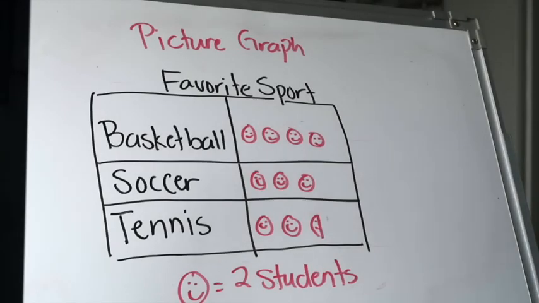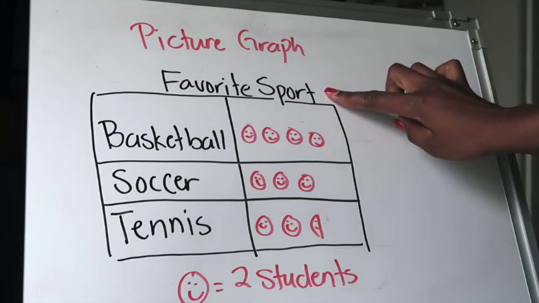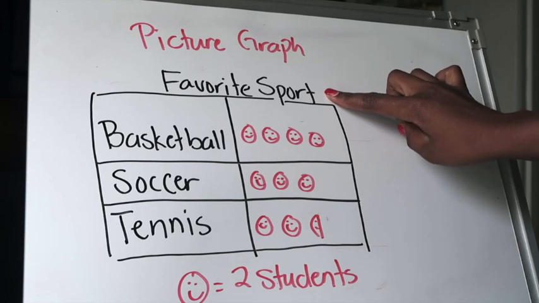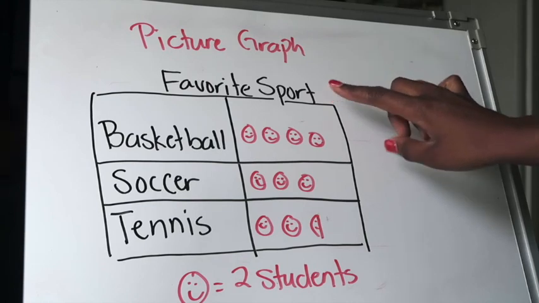Alright, here's our first type of graph, and this is what is called a picture graph. Now remember, a picture graph is the type of graph that you would use if you wanted to display your data in a visual format. So when you have a picture graph, you want to make sure that you are including the following things. First and foremost, you want to make sure that your picture graph has a title at the very top so that people know what your picture graph is about.